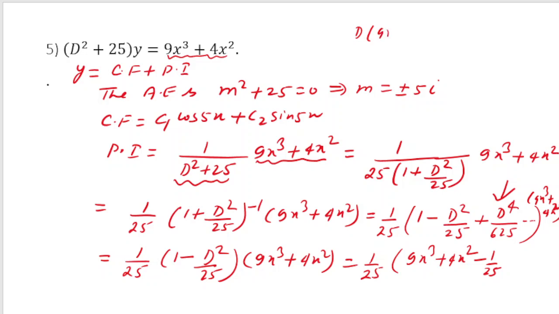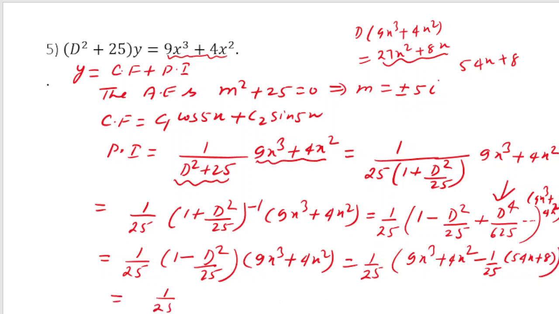Okay, fine. Now d square of 9x cube plus 4x square. If you differentiate it once, you will get 9 into 3, 27x square plus 8x. And if you differentiate this again, you will get 54x plus 8. So you will get 1 by 25 into 54x plus 8, and then the bracket is closed. So basically you are getting 1 by 25 into 9x cube plus 4x square minus 54 by 25 x minus 8 by 25. And this is your PI, and this is your CF. So general solution is CF plus PI.